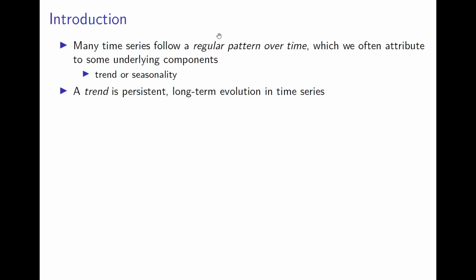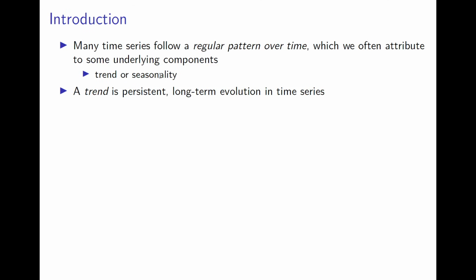So, this is the idea. Data that has a time dimension often exhibits some sort of a regular pattern over time, which we would attribute to whatever sort of underlying components might be causing that. It's typically either something like a trend or something like seasonality.